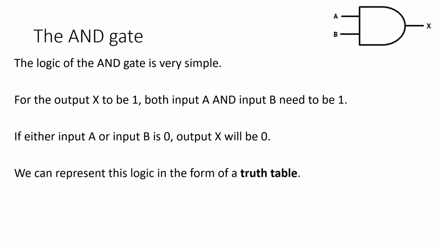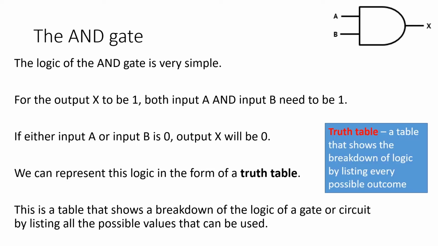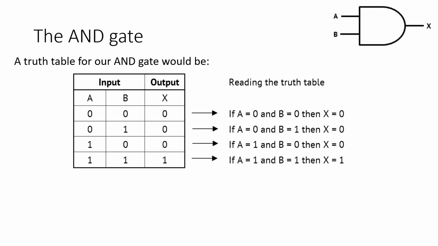Now what that is, is a table that just breaks down the logic of the circuit by listing all the possible values that could be used. Key term, truth table: a table that shows the breakdown of logic by listing every possible outcome. Well, how do you know you've got every possible outcome? Count up in binary. Look.